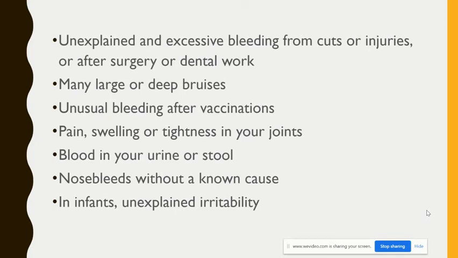Hemophilia causes unexplained and excessive bleeding from cuts or injuries, or after surgery or dental work, unusual bleeding after vaccinations, pain, swelling, or tightness in your joints from maybe blood pooling, blood in your urine or your stool, nosebleeds that just occur. And then in babies, it can cause unexplained irritability. If they get hurt, they can't explain what's happening, and it can cause more pain for them as well.